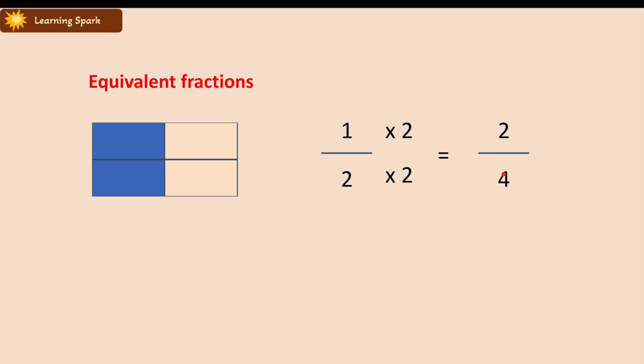If you want to understand this a little better, observe what we are multiplying by. We are multiplying the denominator by 2 and the numerator by 2, right? So we are actually multiplying by 2 by 2, which is 1. And any number, if you multiply it by 1, remains the same number. And that is why 1 by 2 and 2 by 4 are exactly the same fraction.